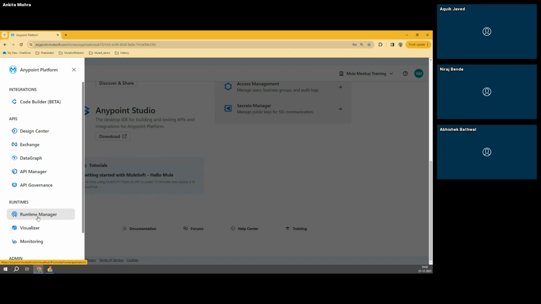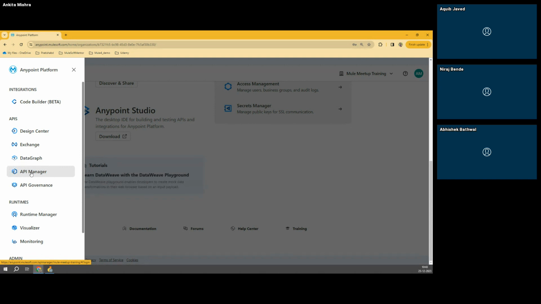So deployment is possible through Runtime Manager, where you can manage the scalability, load balancing, and high availability. Everything can be configured from Runtime Manager. But before deploying the application, you need to manage it, right? You need to secure the application and apply certain policies. So all these things can be done through API Manager.